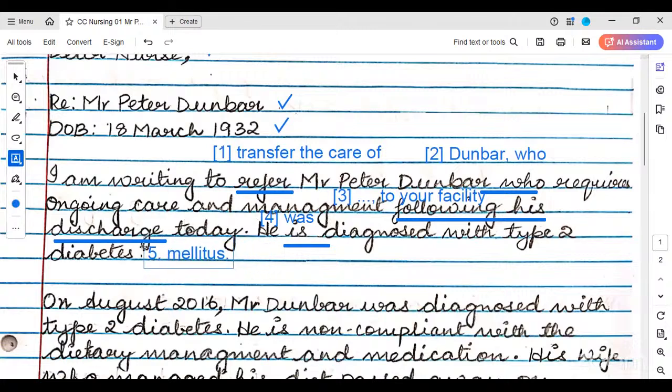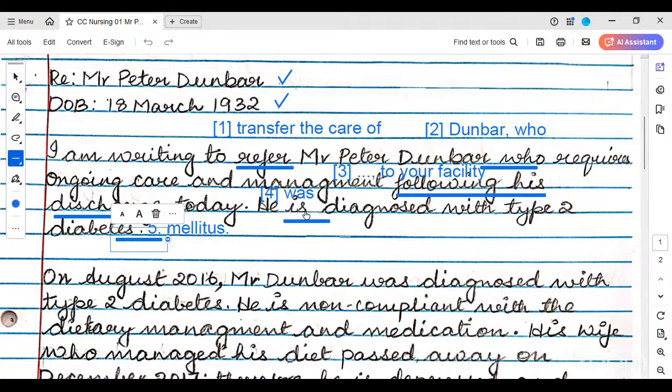So diabetes mellitus. So be very careful. Give the full information. Don't give inaccurate or half information. Try to give the fullest. Next one. This is 4. So type 2 diabetes mellitus is 5.